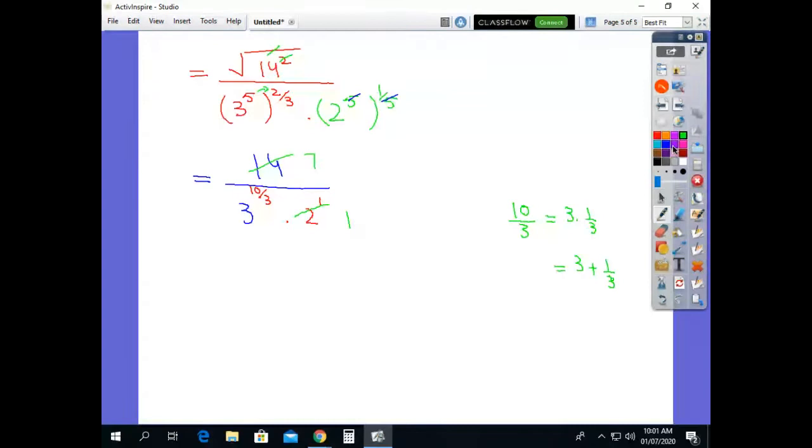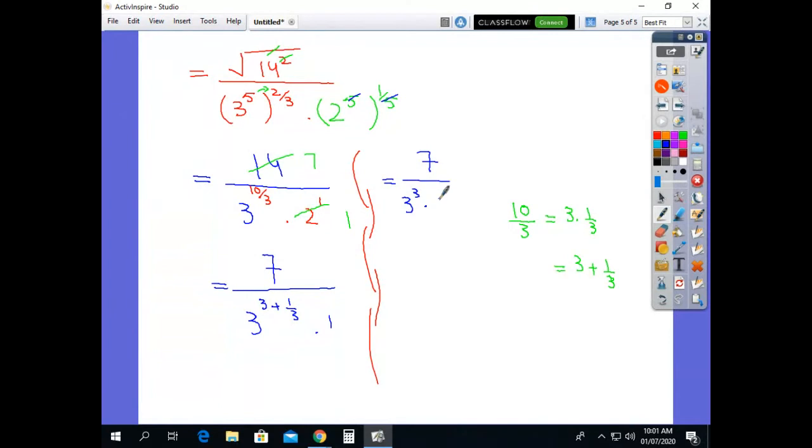Here we write the next step. The next step is 7 divided by 3 raised to power 3 plus 1 by 3, into 1. Now we sort it out here. After more simplification, we get 7 over 3 raised to power 3, 3 raised to power 1 by 3.